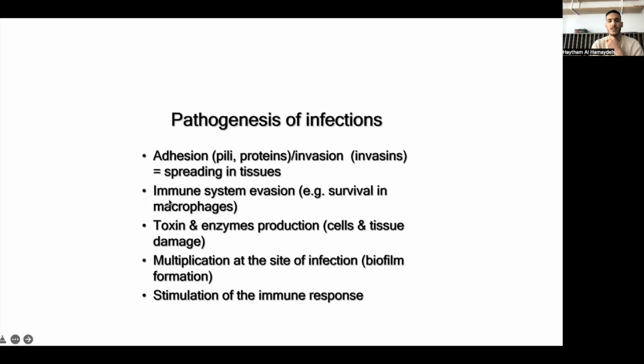Pathogenesis of infection: bacteria can be adhesive. They also are invasive; they invade and spread in tissues. Immune system evasion means that they can survive inside macrophages. Toxin and enzyme production, they can produce toxins. Multiplication at sites of infection, they can multiply and form biofilms. Stimulation of immune response means that, due to their antigens, immune cells in our bodies can trigger an immune response because of their presence.